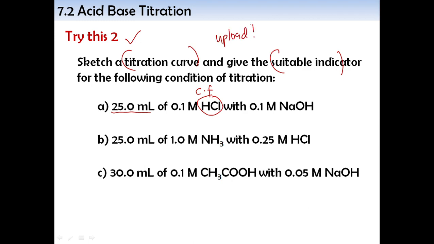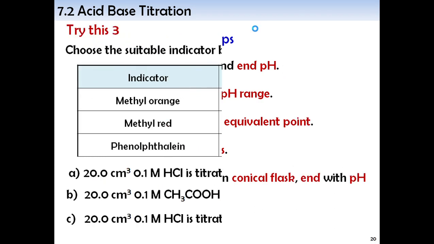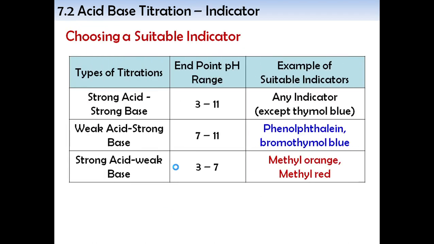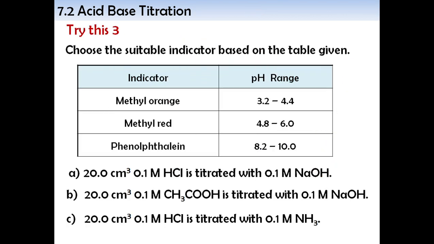Okay, so next is try this 3. The last try this for 7.2. This is 3 types of titration. So tadi saya dah bagi ini. Awak boleh pilih. Jadinya sekarang, bila awak tengok titration ni, okay, tengoklah between apa. And then choose the suitable indicator for each titration. So, buat ini dan upload your answer. Okay? Jadinya itu sahaja for 7.2.